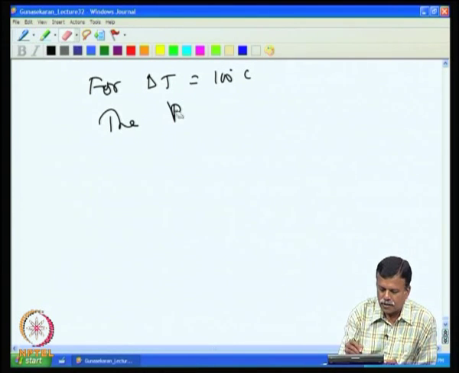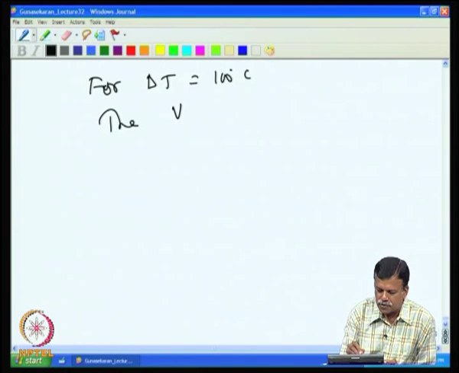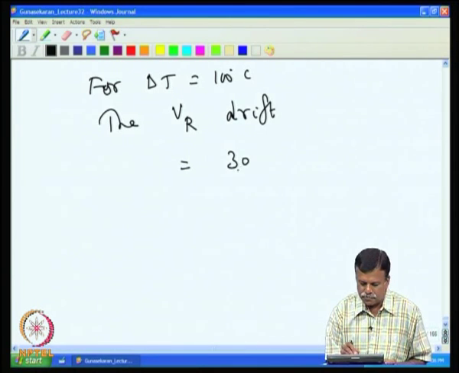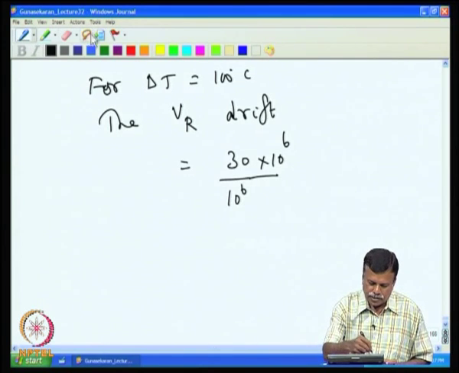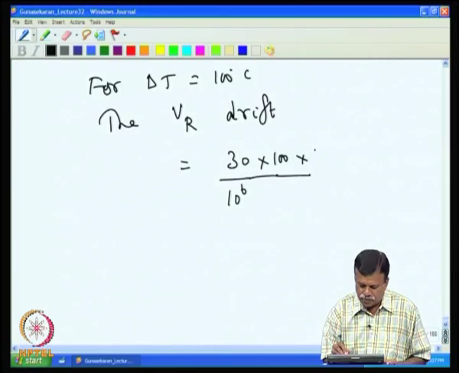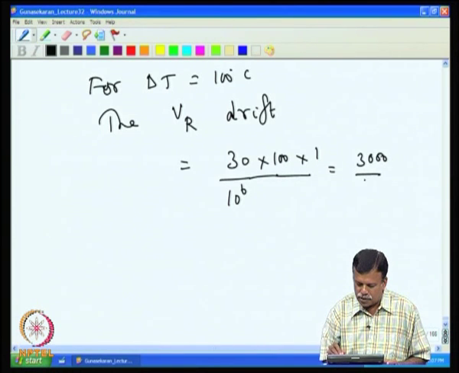the V reference drift would be 30 ppm into 100 degree C. So, we put a 100 degree drift, and then if it is 1 volt, then we take this 1 volt. So, that would be the actual drift, that will be 3000 divided by 10 power 6, that is equal to 3 millivolt.